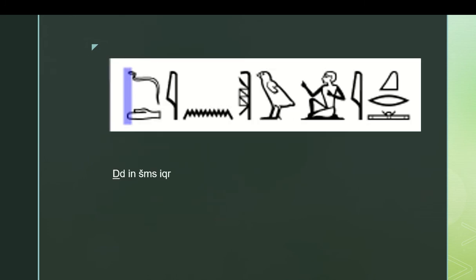In transcription, Jed in Shemesh Iker. Jed should be immediately recognizable. That's our verb. It means to speak. In is a particle that we haven't learned yet. This is one of the things that Hoke makes a note of because you haven't learned it, so he's just going to tell you. It is a narrative form that kind of indicates sequence. So you can just kind of translate in as then.